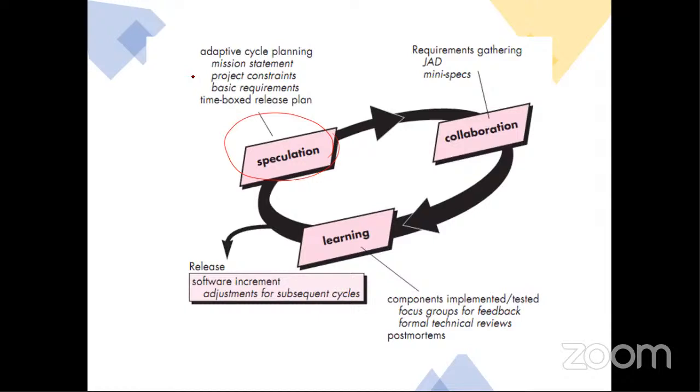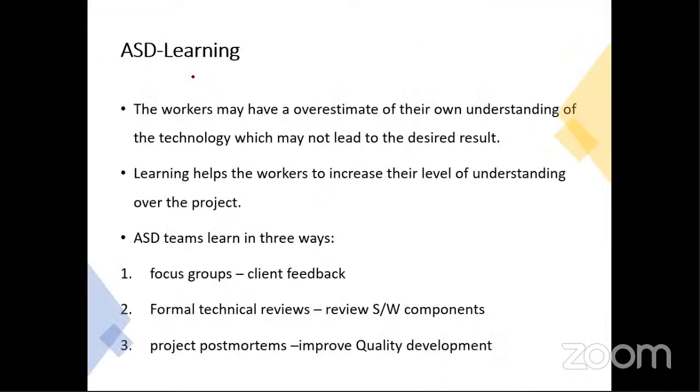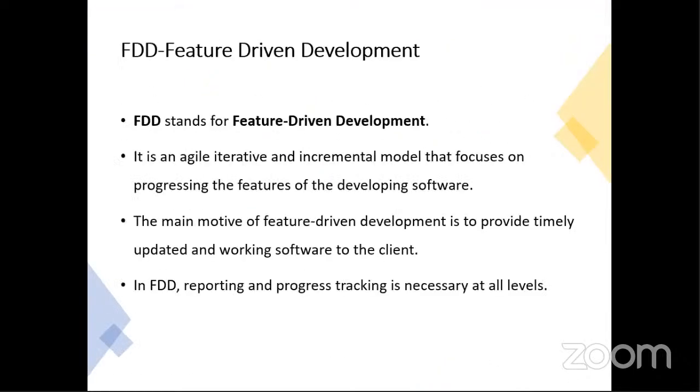So this is basically just like the XP model. The release is nothing but a software increment that has been adjusted for the subsequent cycle. So based on changes that have been suggested by the customer, again the speculation, collaboration, and learning happens. So by this time, we have seen the XP model, we have seen the Scrum model, and we have seen the ASD model.